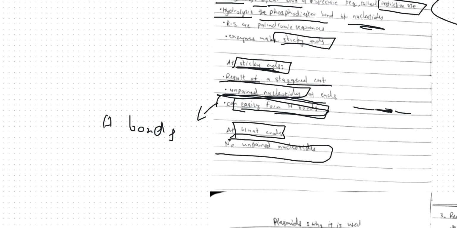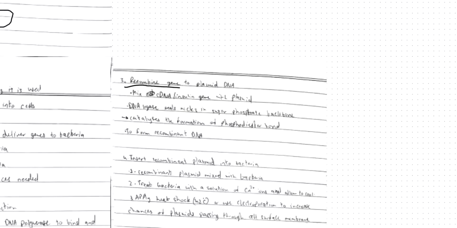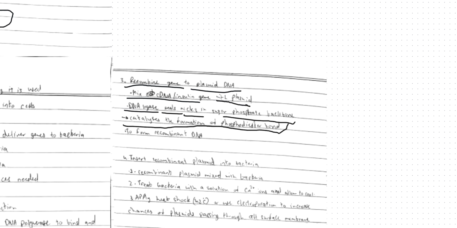And what is step 3? Step 3 is when you recombine this human insulin gene with the plasmid DNA. So the human gene is mixed with the plasmid, and DNA ligase seals any nicks in the sugar phosphate backbone. It also catalyzes the formation of phosphodiester bonds to form recombinant DNA.